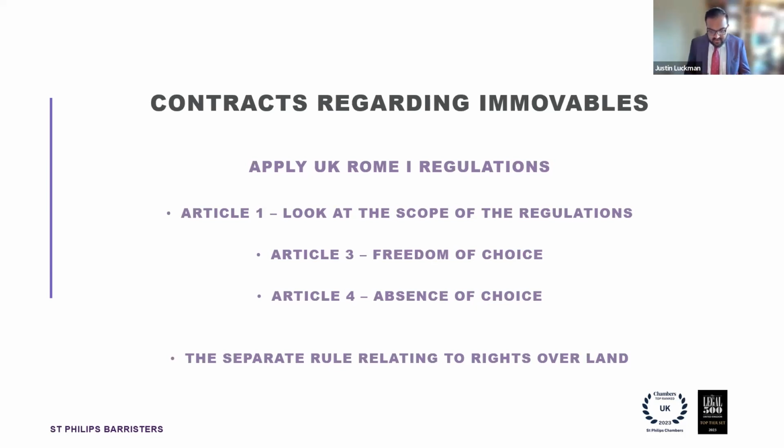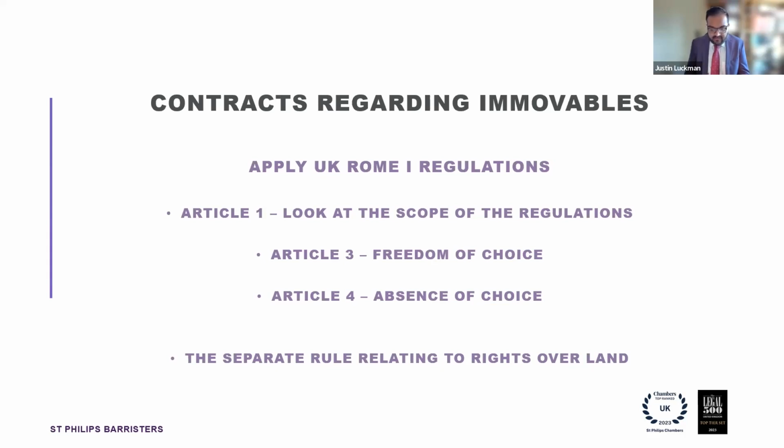Once that's determined, you go to Article 3. So this is the first step: you take it one step at a time, i.e. do you fall within the scope of the regulations. Then you come on to the question of whether or not your contract in fact expresses in some way, shape or form a choice of law.